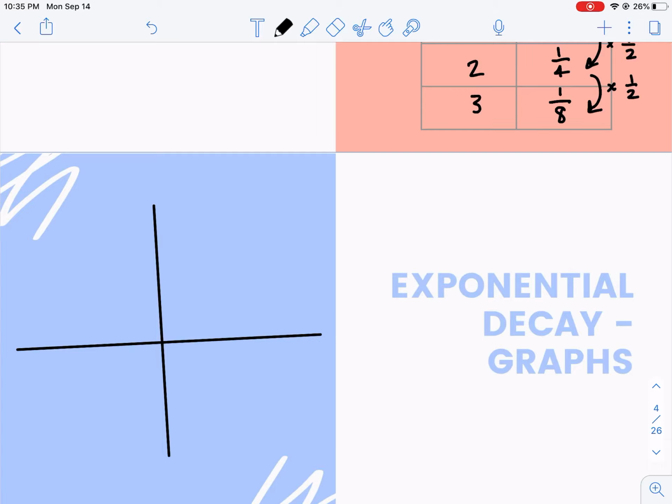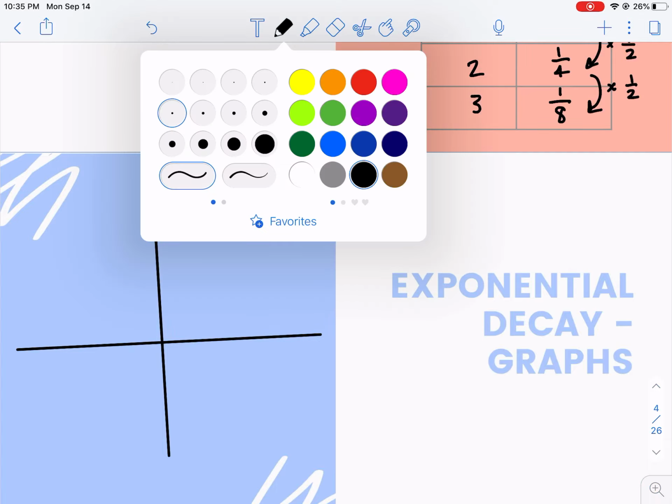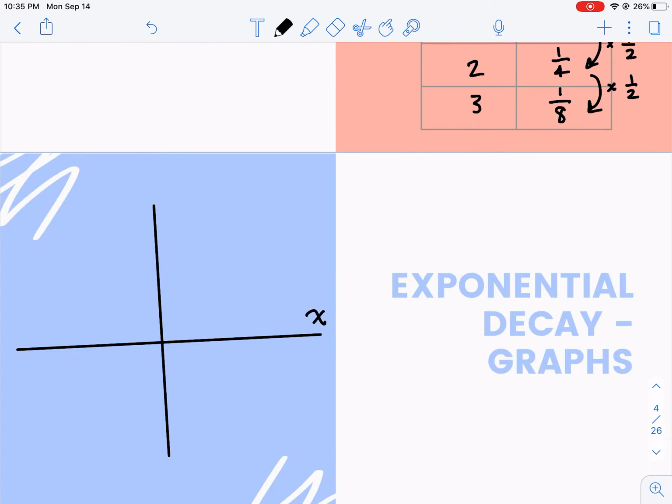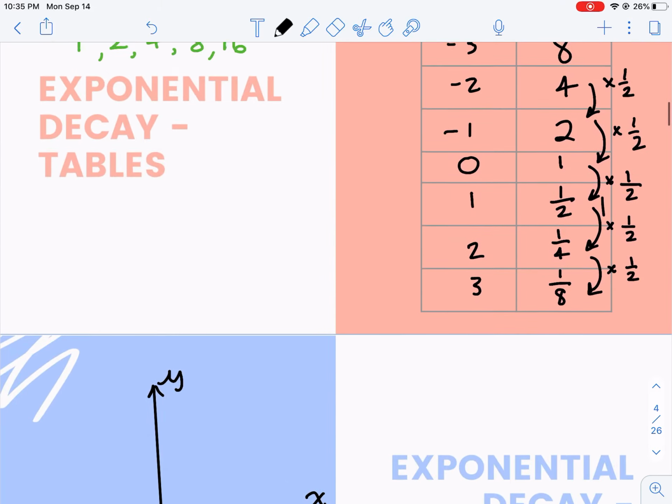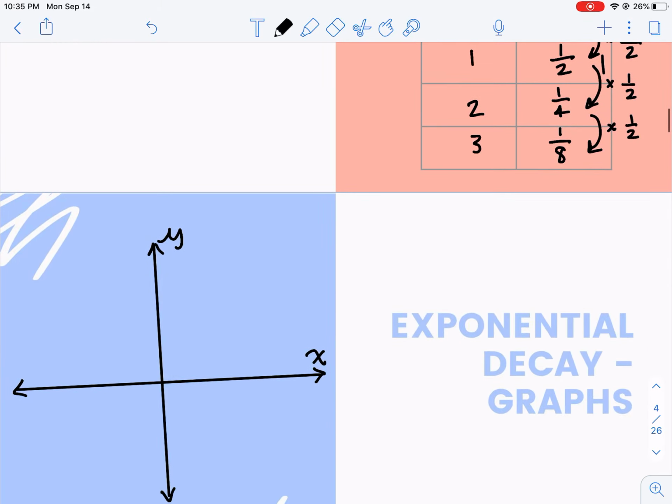Make your little table, or your XY coordinate plane. So this is X, this is Y. Let's put some arrows on there. Now, when I'm going to plot these points, I'm going to go all the way up to 8. So I'm going to go 1, 2, 3, 1, 2, 3, 1, 2, 3, 4, 5, 6, 7, 8.